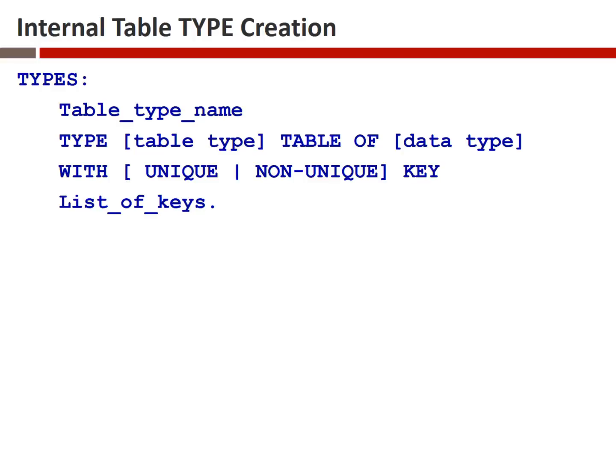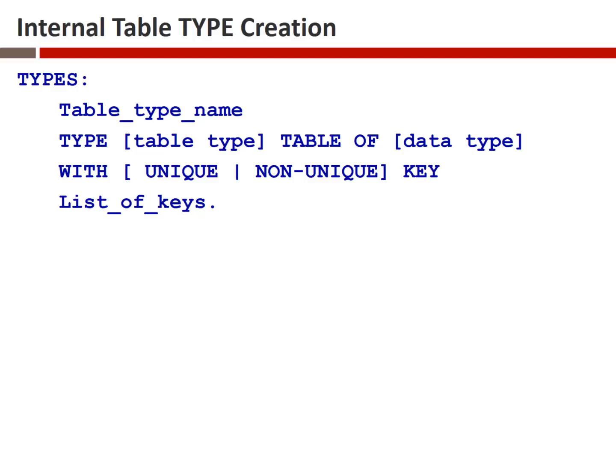On your handout, you'll notice I defined a person struct type. So we might say type, standard, table of, person struct type. So now I'm going to have a table capable of holding these structures. And then the last thing I have to do is account for what my key situation is. With, and then I have two choices, unique key or non-unique key, and then I list the key fields.